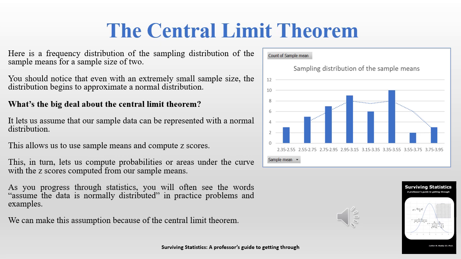So what's the big deal here? Well, the big deal is the central limit theorem allows us to represent our data with a normal distribution curve. That means that we can actually compute z-scores to figure out the area under the curve. Now, as you progress through statistics, you're often going to see the words, assume the data is normally distributed. Well, that's because we can really assume that, because based on the central limit theorem, the sampling distribution of the sample means can be represented by a normal curve, and as we've also learned, sample means can represent population means.